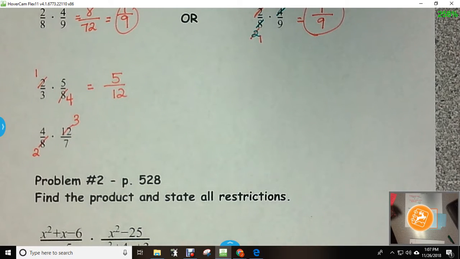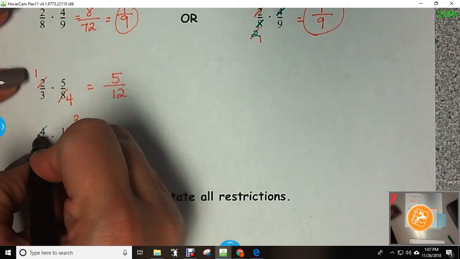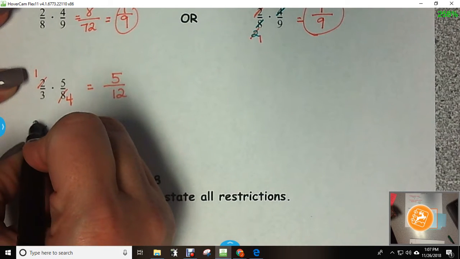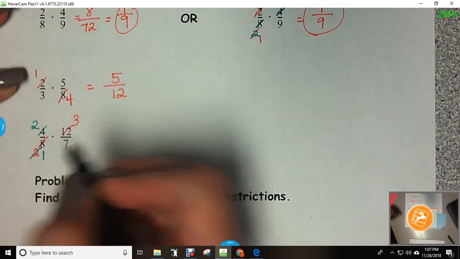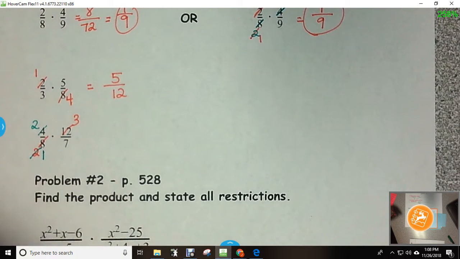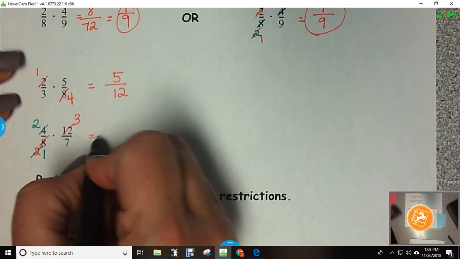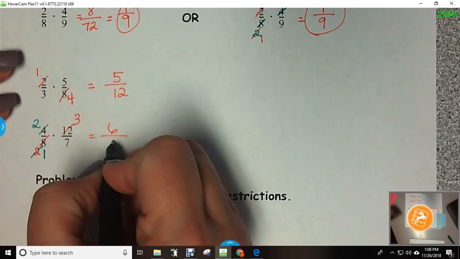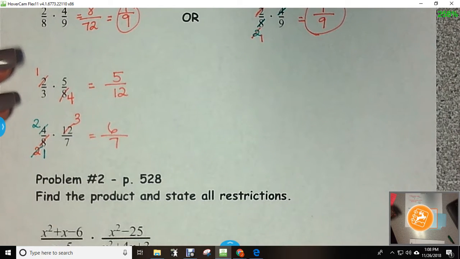Can I simplify, reduce, cross-cancel anything else? Okay, what can I divide both of those by? So that's going to give me a 2 here and a 1 here. So on the top, I have 2 times 3 is 6. On the bottom, 1 times 7 is 7.